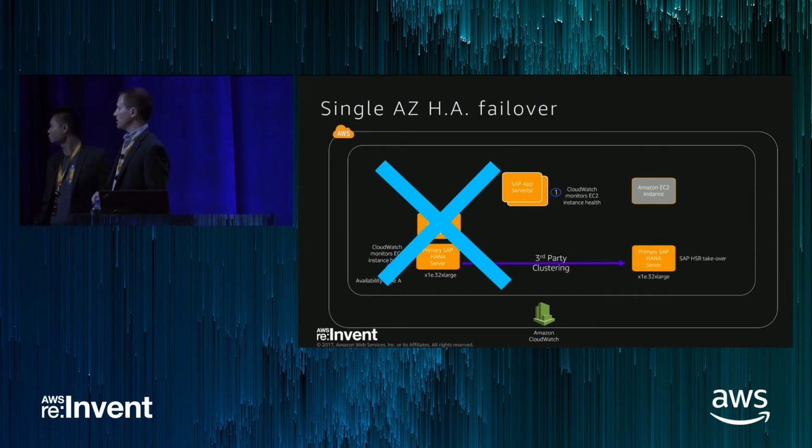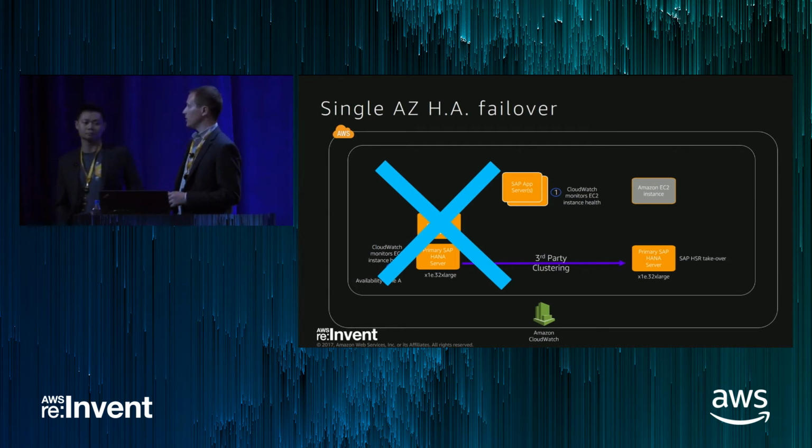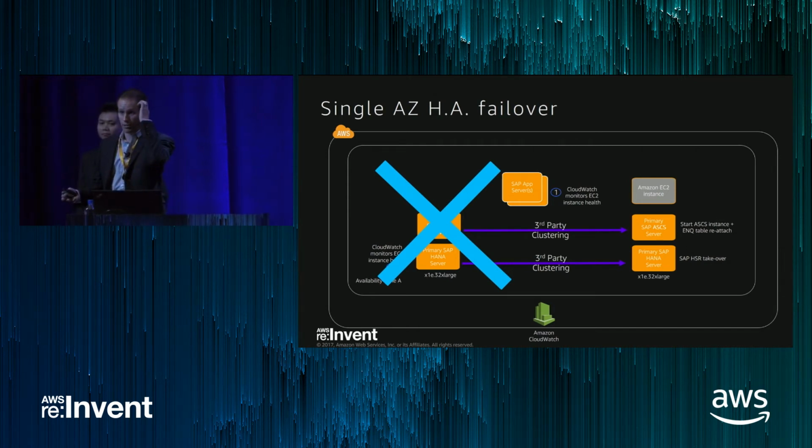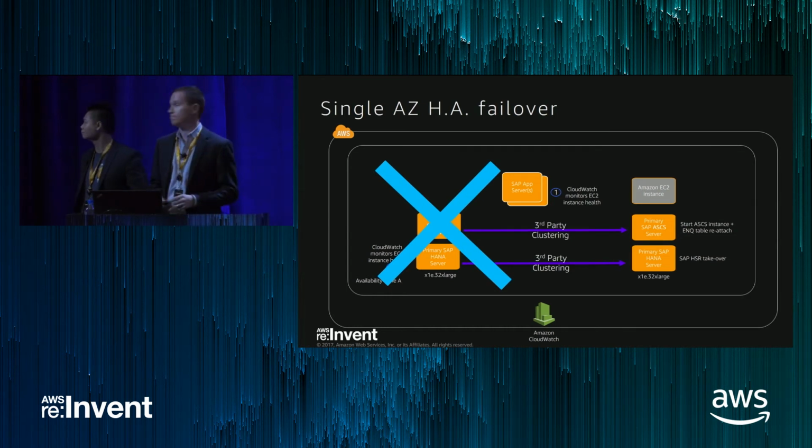On the database side, your cluster swings your ENI from one instance to another, and you have that same instance size over on the other side with HSR takeover. And then you start your ASCS instance up, and that goes and eats the lock table, attaches the NQ to it, so you actually haven't lost any locks. And that's the most important thing here, because I think when a lot of people think of running high availability, they think of not losing any NQ locks.